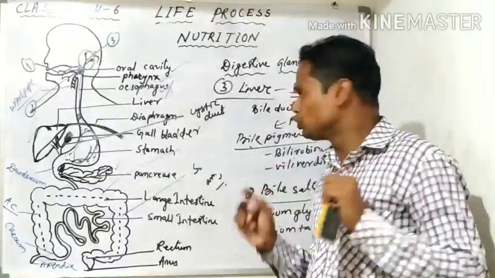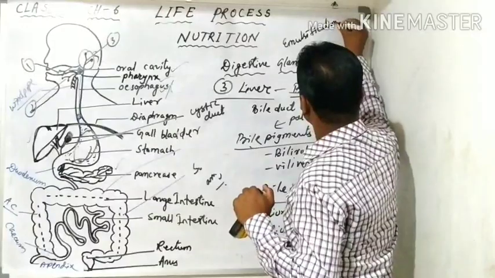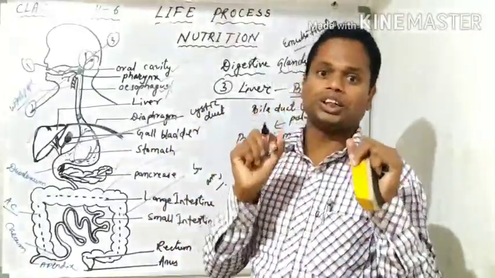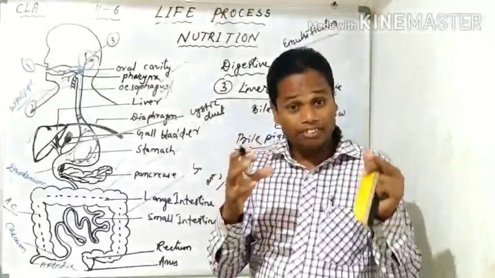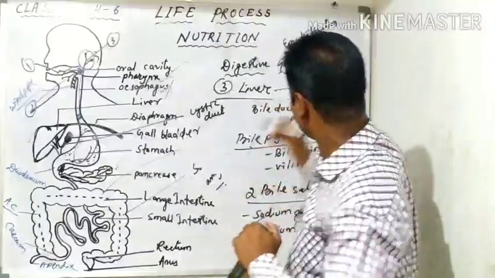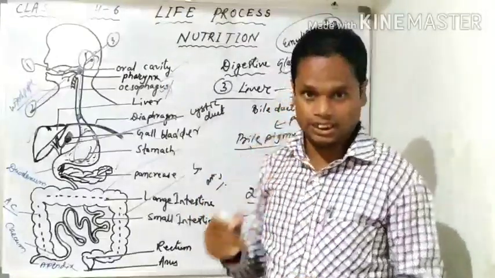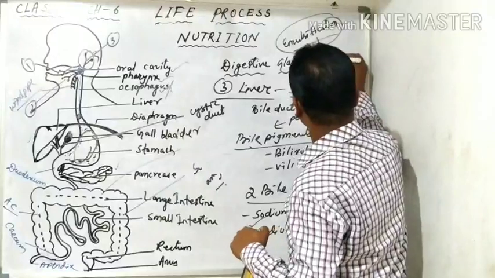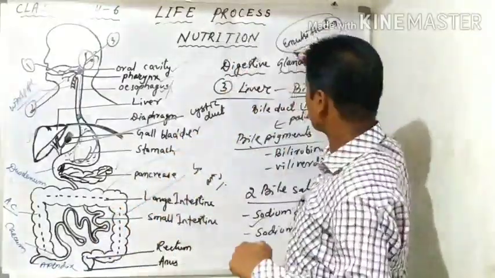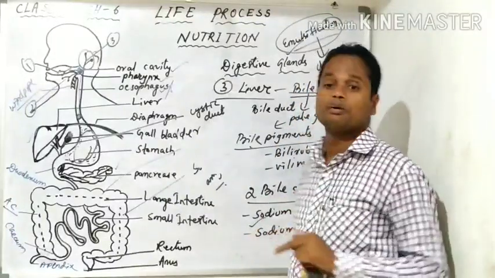The main function of bile juice is emulsification. At first I told you, bile juice does not contain enzymes. It is a bile juice. It doesn't digest the food. It helps for digestion of food. Emulsification means this is the physical change of fat, the churning of fat. Churning of fat is done by the process of emulsification, and the emulsification work is done by bile juice.